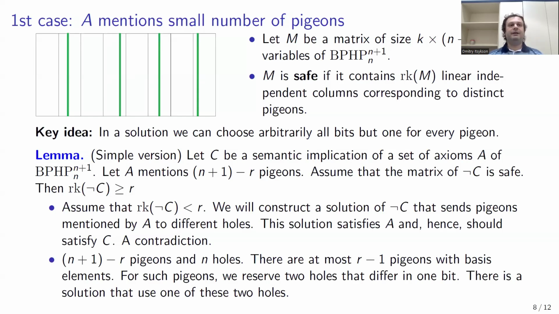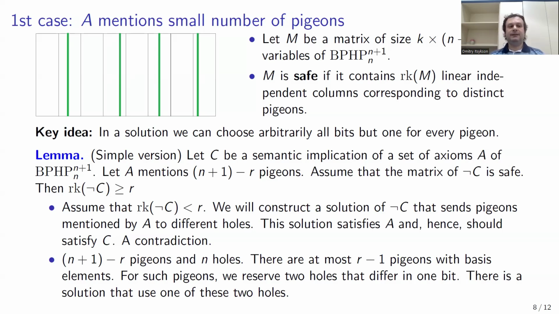So we have n plus 1 minus R pigeons and n holes. By our assumption, we have at most R minus 1 elements in the basis. For pigeons that have elements from the basis, we reserve 2 holes that differ only in the value of the coordinate from the basis. For other pigeons we reserve distinct holes. By the property of the safe matrix, we get that we can construct a solution where we use only reserved holes.